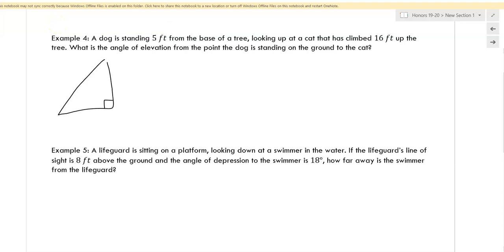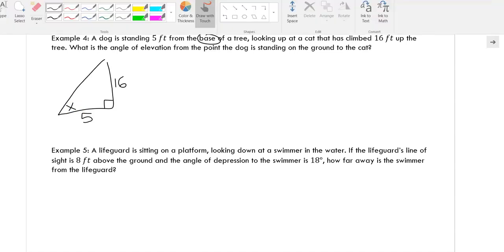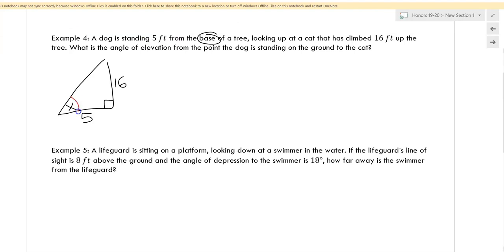So a dog is standing 5 feet from the base of a tree, looking up at a cat that has climbed 16 feet. So our dog is 5 feet from the base. Again, that word base means bottom. And the cat has climbed 16 feet up. And it's asking us what the angle is. So we're going to put our X where our angle of elevation would go. Okay. Now, solving this problem the same way.